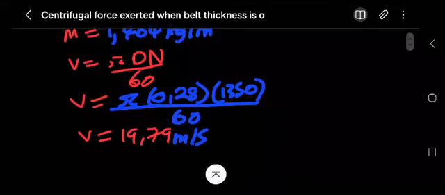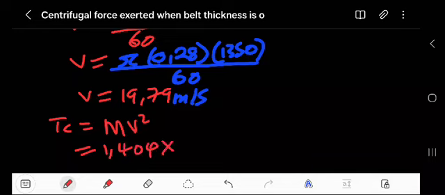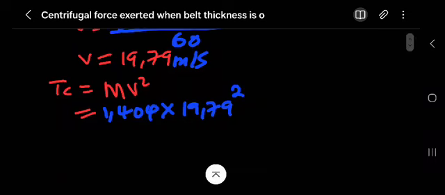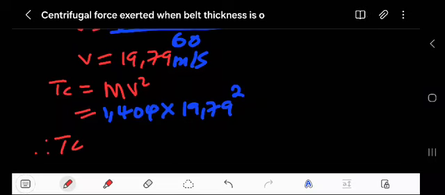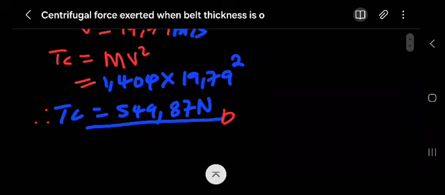Now we can calculate TC, mass times V squared. The mass we had was 1.404, multiplied by the velocity 19.79, squared. If you punch that, the centrifugal force will be 549.87 newtons. This is our centrifugal force. So let's go to B.